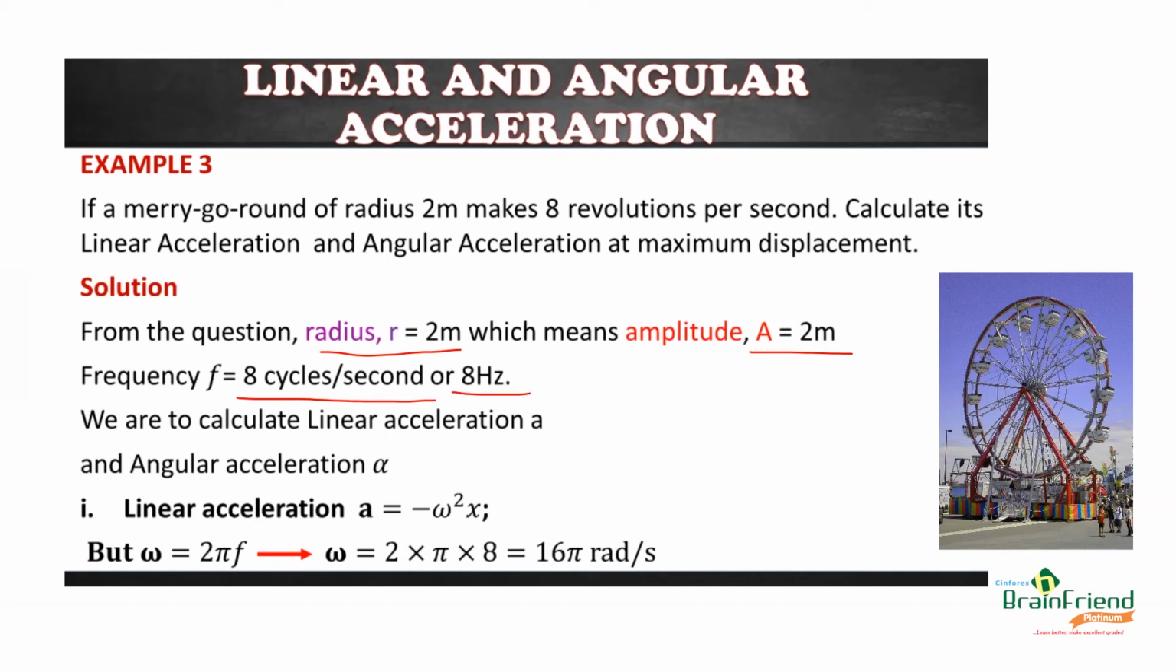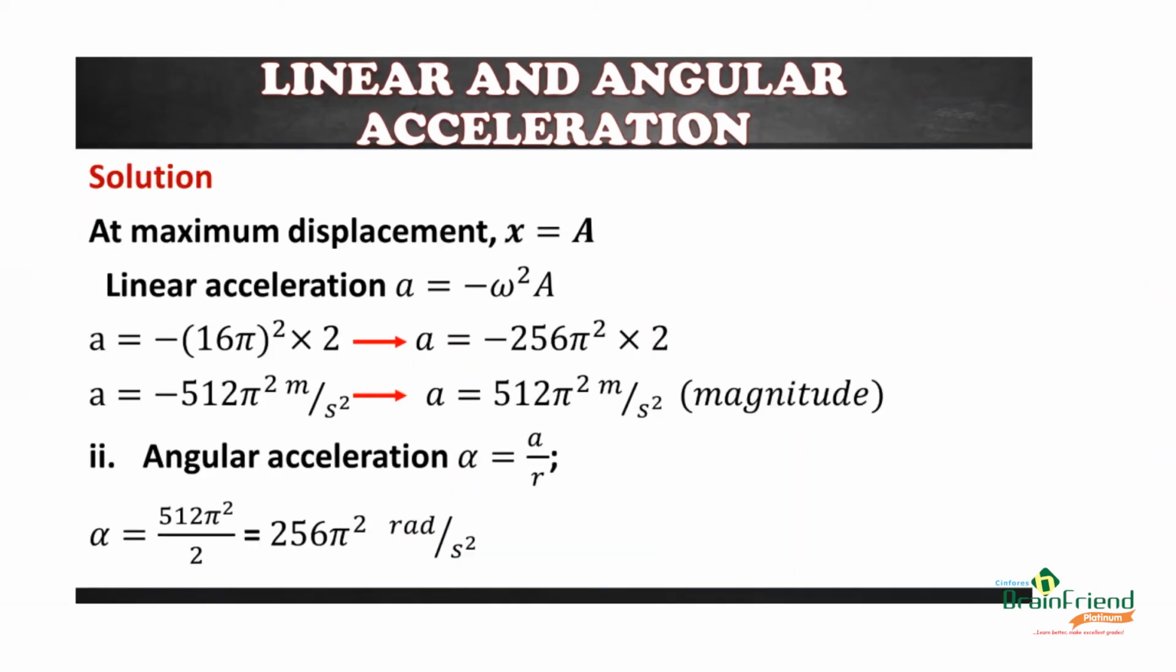We have to calculate the linear acceleration A and angular acceleration alpha. Now, for linear acceleration A, we use the formula A equal to minus omega square x. Angular velocity was not given in the question, but we can easily calculate it using the formula omega equal to 2 pi f. Since our frequency F is equal to 8, we have omega is equal to 2 times pi times 8. This gives us 16 pi radians per second. At maximum displacement, x is equal to the amplitude of the motion, that is, x is equal to A.